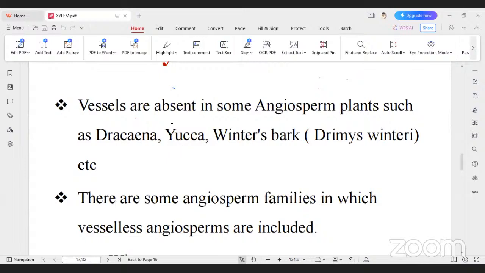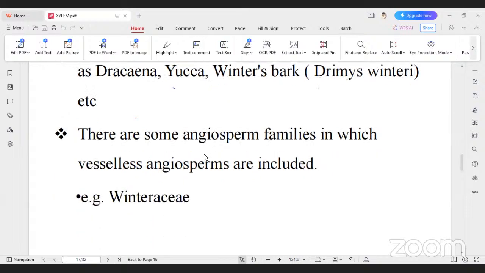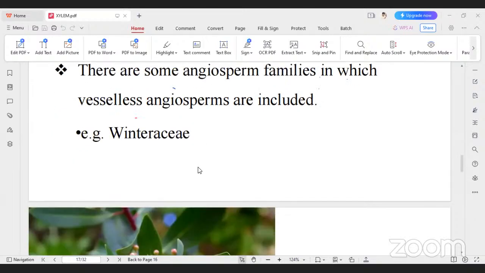So the vessels are absent in some angiosperms. This is important. Previously I said vessels are mainly present in angiosperms. Of course, in some angiosperms vessels are absent, such as Dracaena, Yucca, and Drimys. These are all angiosperms, but there are no vessels. There are also some angiosperm families in which vessels are absent, included in the Winteraceae family.